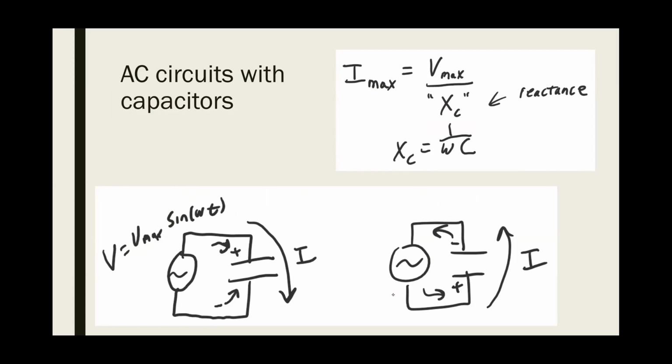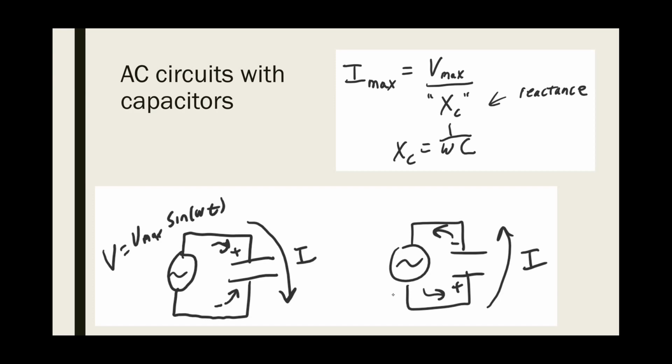And I can rearrange that to get a nice relationship between the maximum current and the maximum voltage in a capacitor, or the amplitude of the voltage as a function of time versus the amplitude of the current as a function of time. And so this X sub C, what we call the capacitive reactance, 1 over omega C, is going to end up having the same units as resistance. It's going to be in ohms, effectively. So the ratio between voltage and current isn't given by resistance anymore. In this case, it's given by reactance.